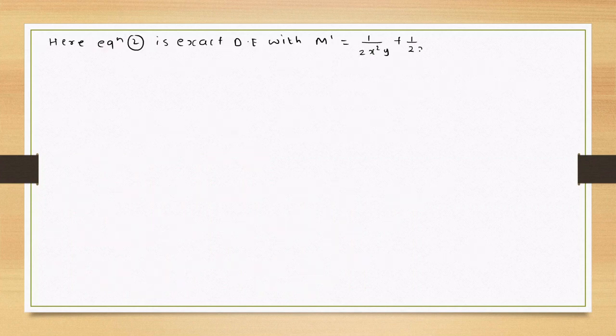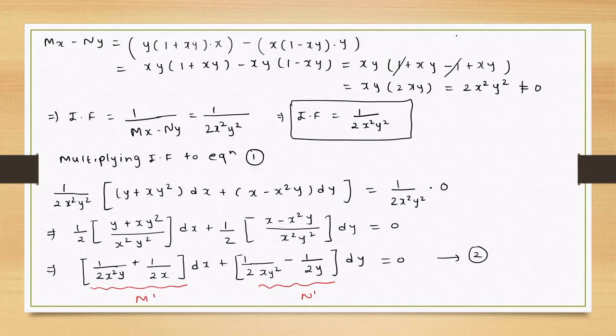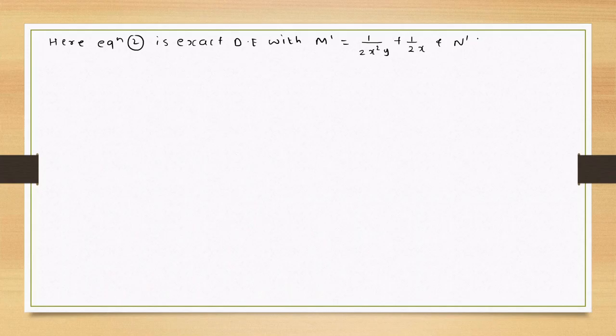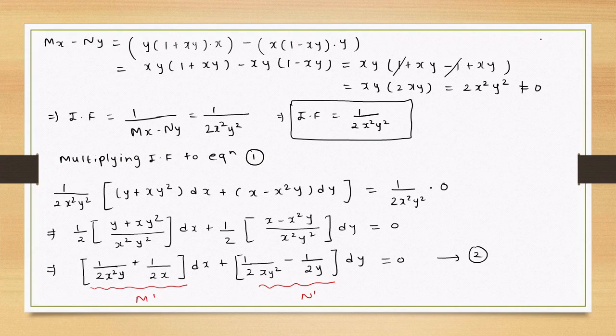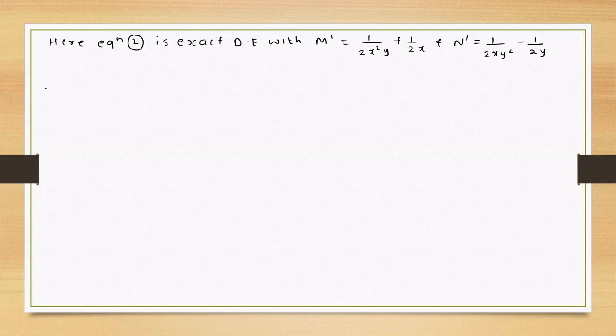So here equation 2 is an exact differential equation with M dash equal to, what is M dash? 1 upon 2x square y plus 1 upon 2x, and N dash is 1 upon 2xy square minus 1 upon 2y.